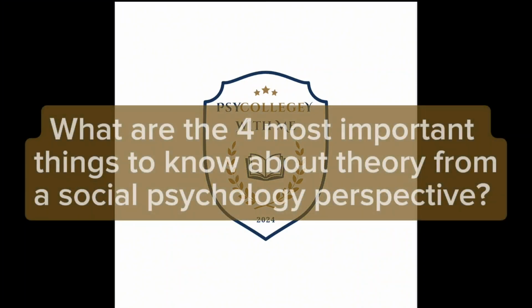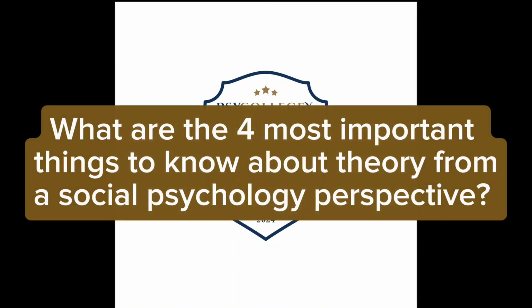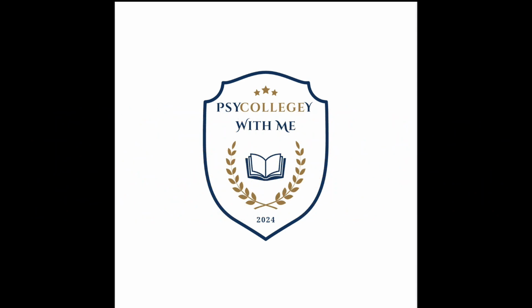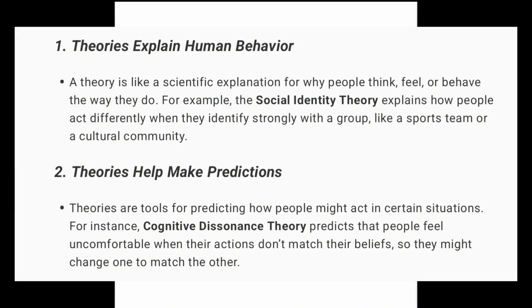So, what are the 4 most important things to know about theory from a social psychology perspective? Well, number 1 is theories explain human behavior. A theory is like a scientific explanation for why people think, feel, or behave the way they do. For example, the social identity theory explains how people act differently when they identify strongly with a group, like a sports team or a cultural community.